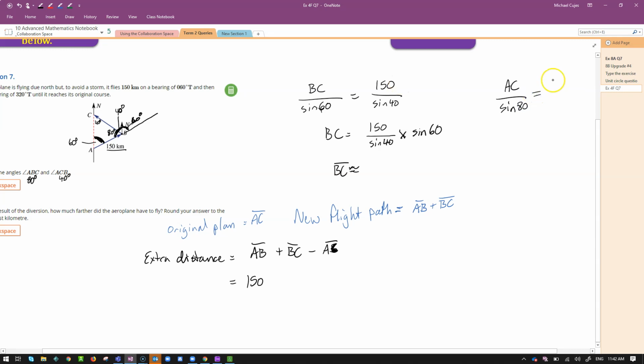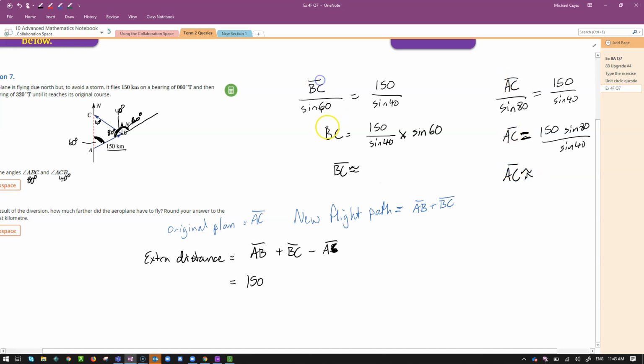And I'm going to stick with the original one that I had, so 150 divided by sine 40. But it wouldn't matter if I used whatever length BC that you find here divided by sine 60. It'll give me the same answer. AC is approximately equal to 150 sine 80 divided by sine 40. And then it's going to be approximately equal to, once we actually go ahead and push buttons on our calculator.